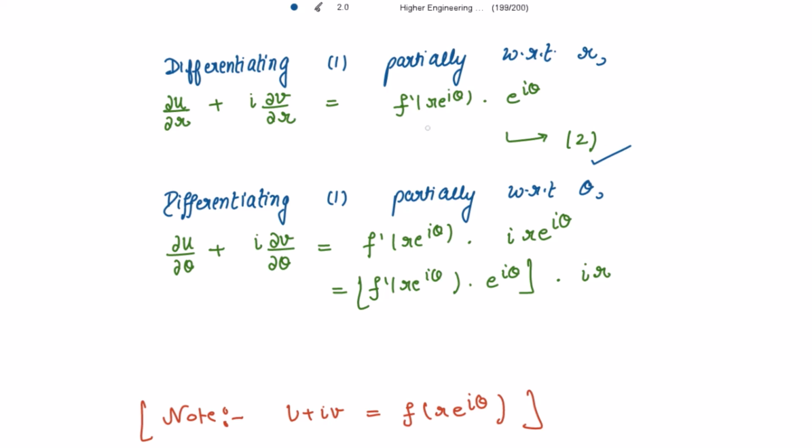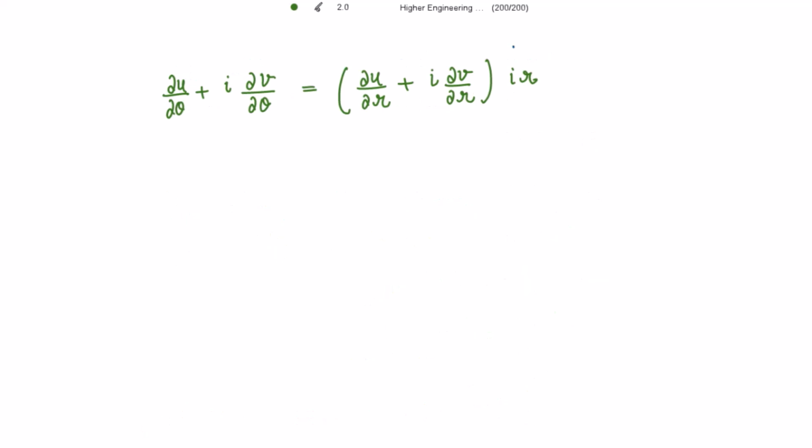And from 2, I can write this right hand side to be equal to this left hand side over here. So we are getting partial derivative of u with respect to r plus iota partial derivative of v with respect to r, into iota r. Multiplying iota r inside: when multiplying iota r with the first term, we get iota r partial derivative of u with respect to r. And when multiplying with the second term, we get negative of r partial derivative of v with respect to r. And here we are having the left hand side.